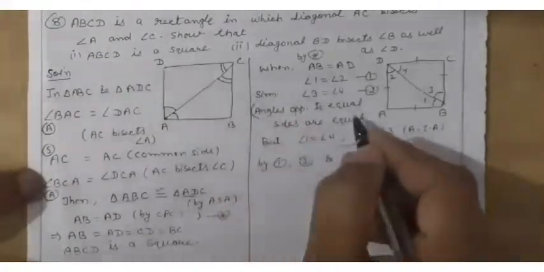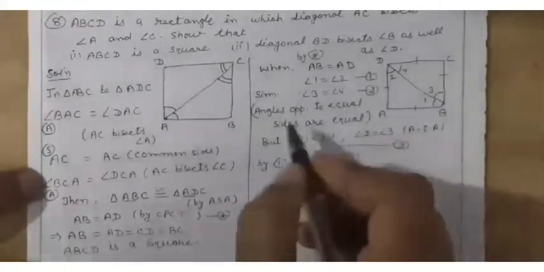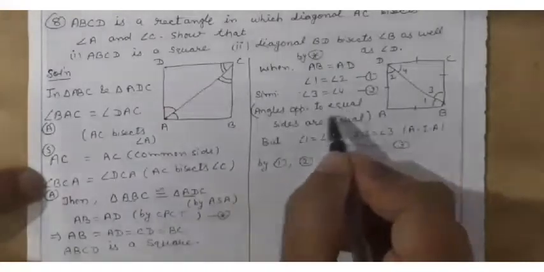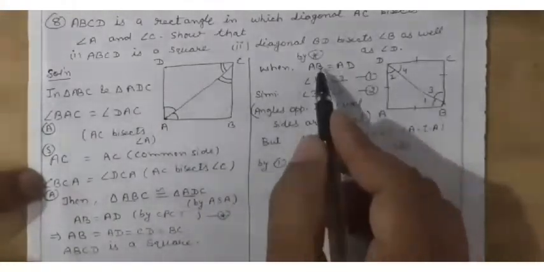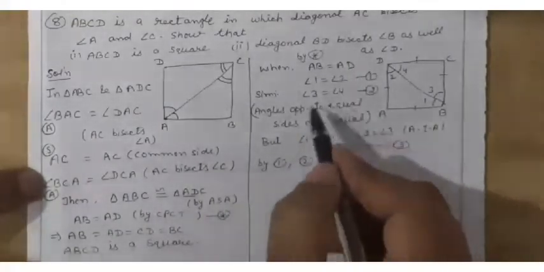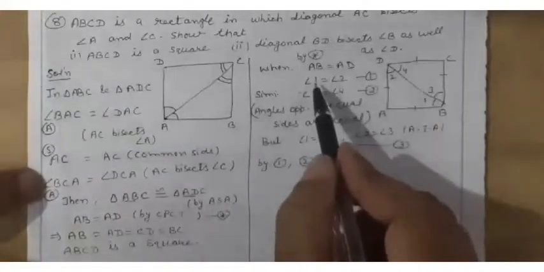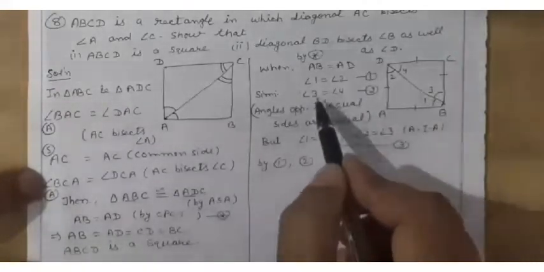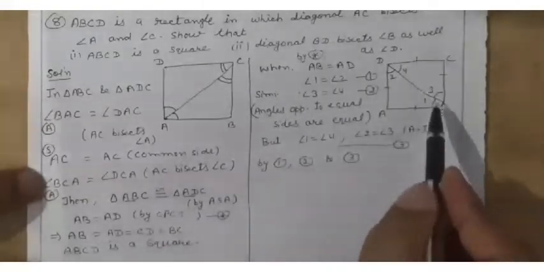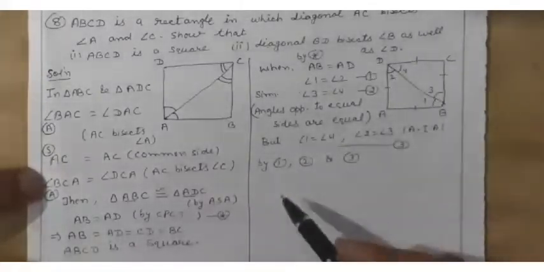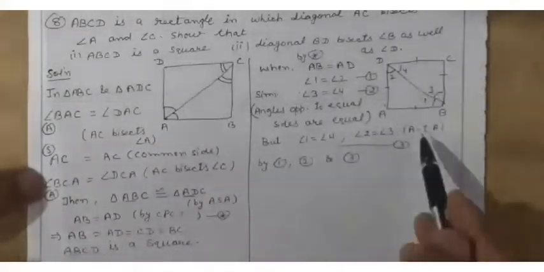And what is the reason why we are writing like this? Angles opposite to equal sides are equal. Because these two sides are equal, these angles should be equal. If angle 1 equal to angle 2 and angle 3 equal to angle 4, we got it. But what we know actually, angle 1 will be equal to angle 4 due to alternate interior angle, and angle 2 will be equal to angle 3, alternate interior angle.